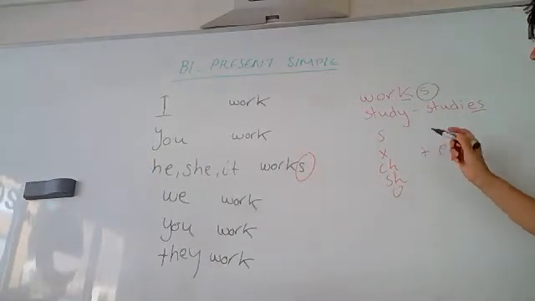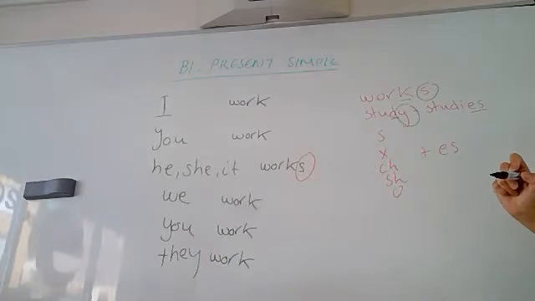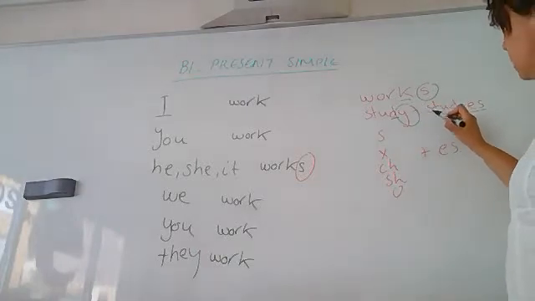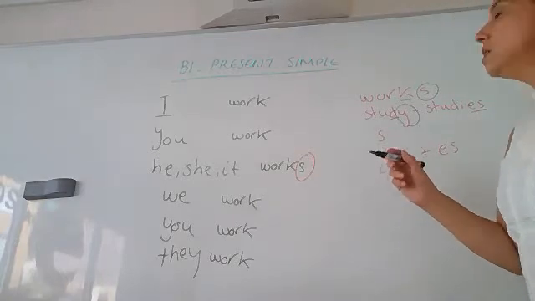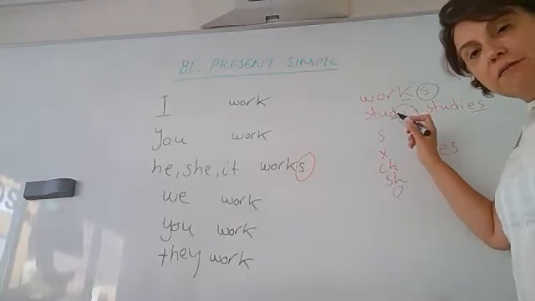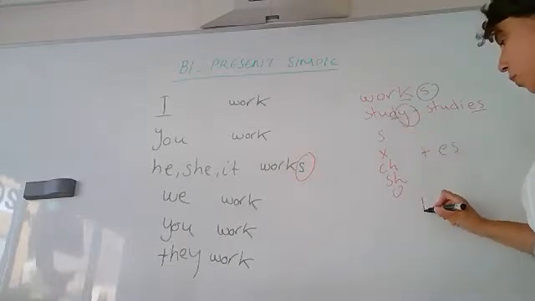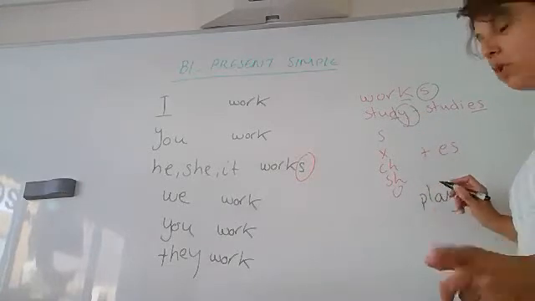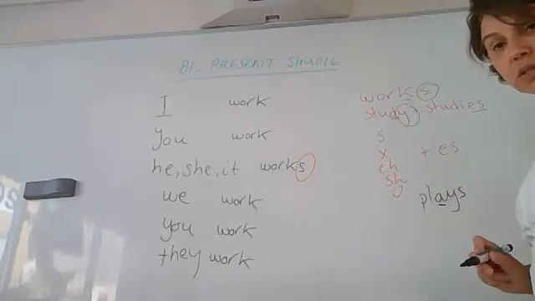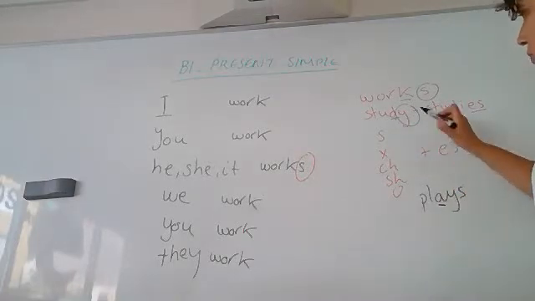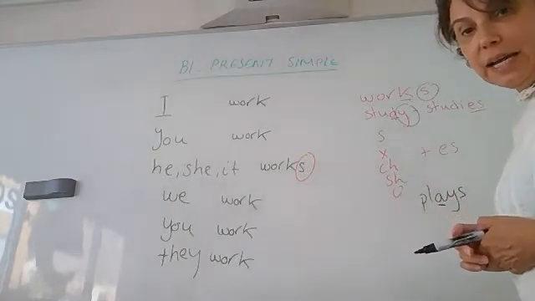If you have a verb that ends in Y, and before the Y you have a consonant, it's studies. We change the Y to I. So it's studies, but you have to have that rule. Consonant, so Y, and then consonant. For example, with play, this wouldn't work. Plays like that. It has to be a consonant, because with a vowel it doesn't change. We change the Y for I, and then we add ES.